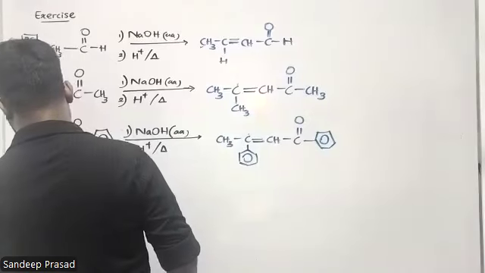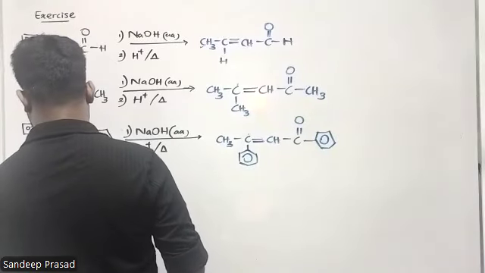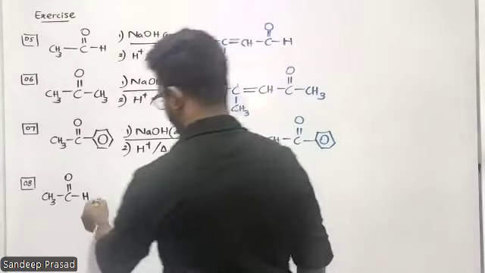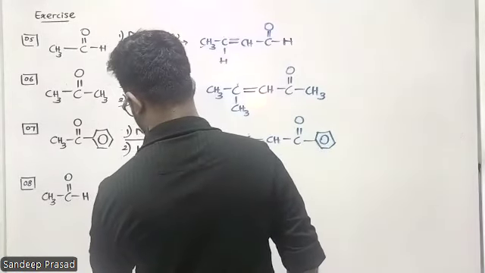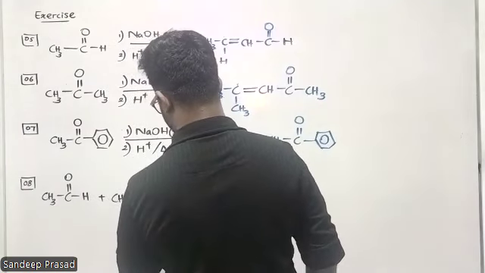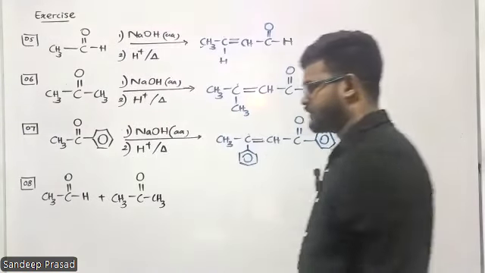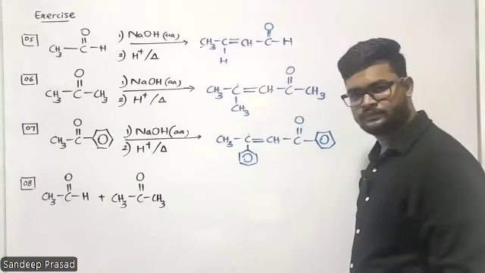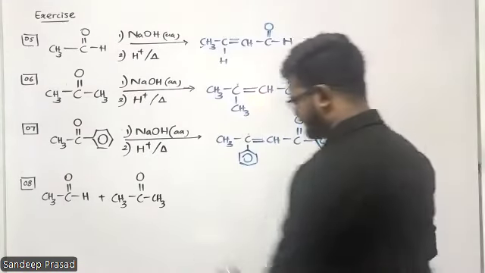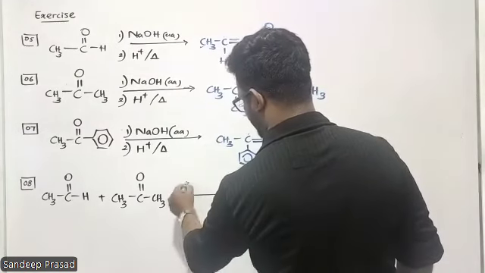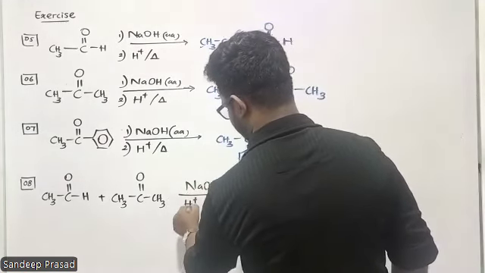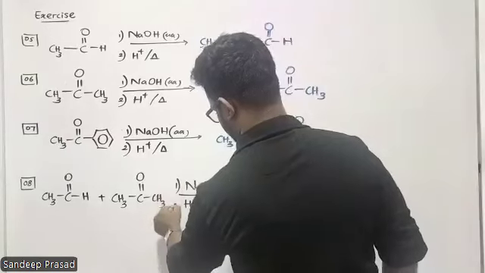Number 8. CH3, C double bond OH, plus CH3, C double bond CH3, acetone. Right? That means we have ethanal and acetone both added together, and then sodium hydroxide aqueous is added. Secondly, H plus and heat. So what are the products?